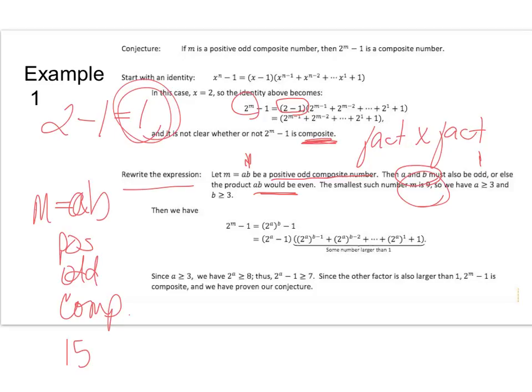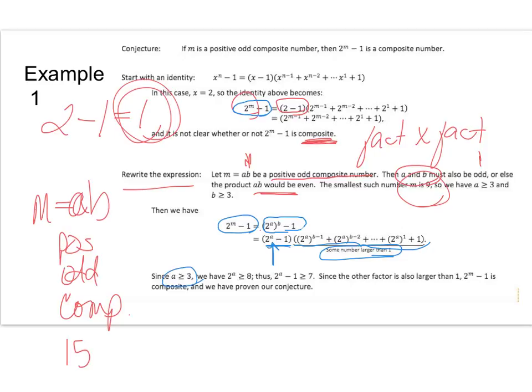Let's try it. We have the same beginning as we had up here. We know m is A times B, so we have 2 to the A to the B minus 1. So we have 2 to the A minus 1 times 2 to the A, B minus 1, etc. For this first term, B is 1, so that's why it's just 2 to the A. Then we have 2 to the A, B minus 1, 2 to the A, B minus 2, etc. This will give you some number larger than 1.